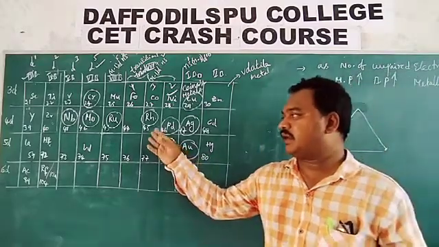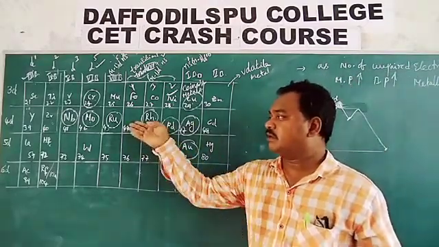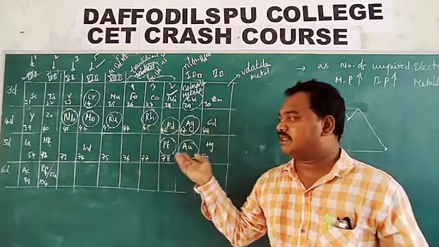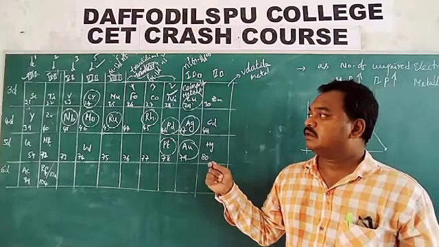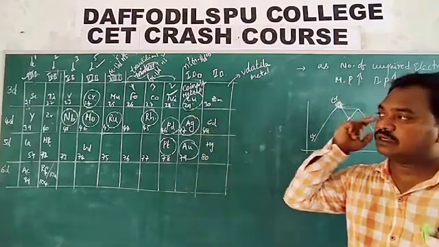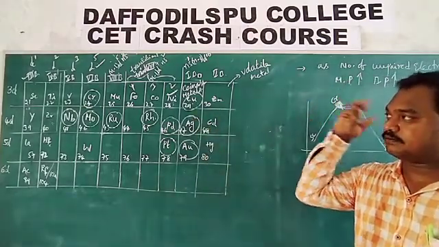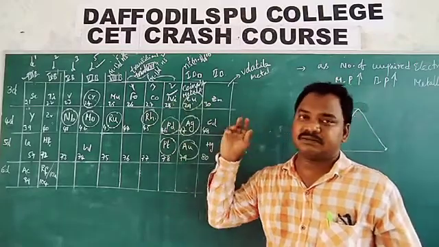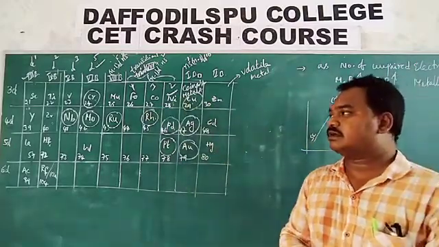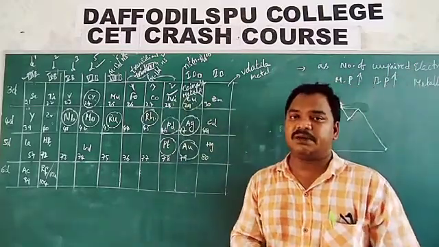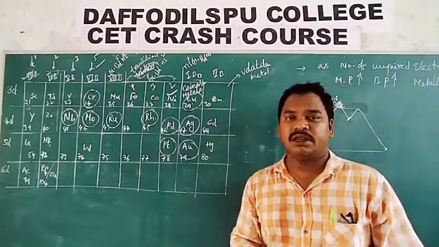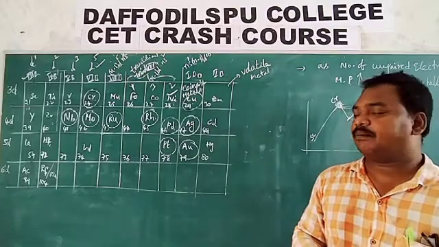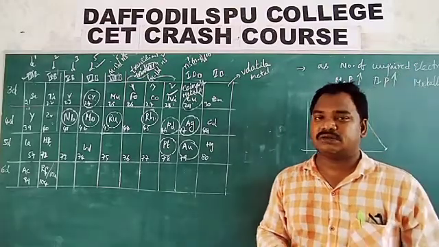Okay, the same trend can also be observed in 4d series elements and 5d series elements. What about the ionization potentials in periods? As usual, half-filled and completely filled orbitals are more stable, hence they have higher ionization potentials when compared with the next ones.